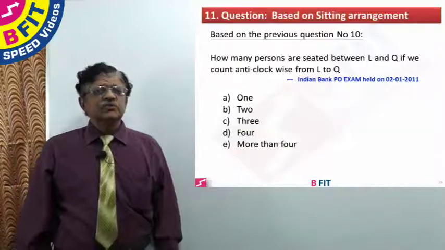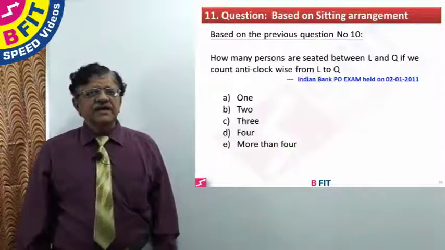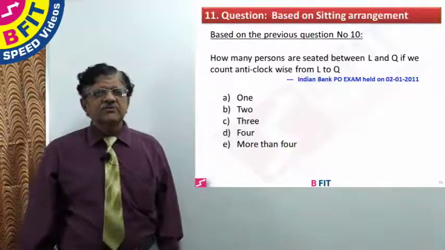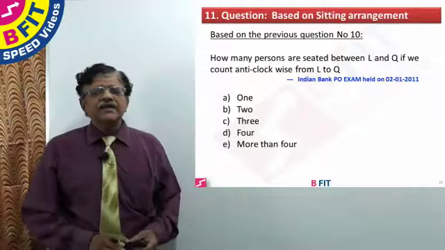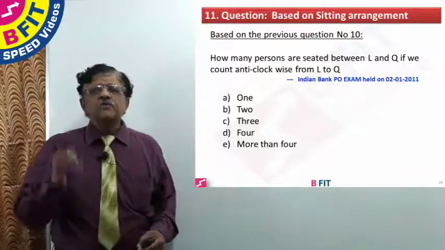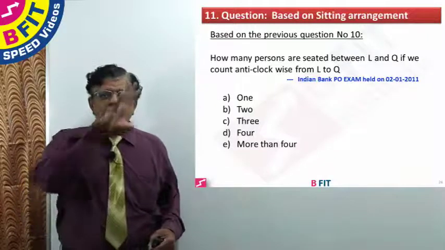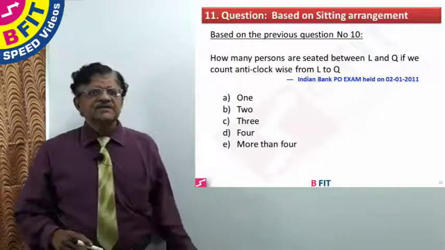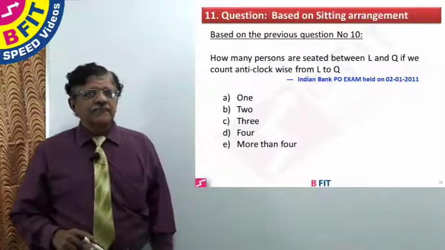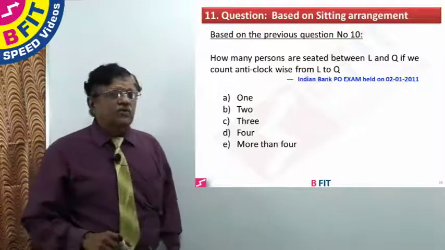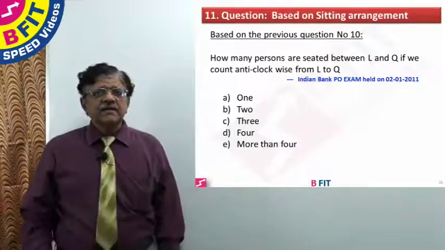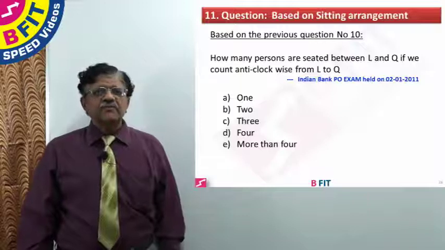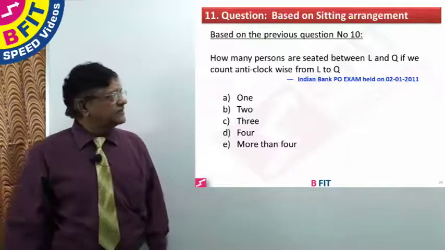Now let us see the next question, which is again based on the same question. The previous question 10, this question is also based on the previous question. Normally in sitting arrangement, 5 questions will follow from one picture. If you draw one picture, you will be able to answer 5 questions. Here this is the second question we are going to see. Based on the previous question number 10, the question is how many persons are seated between L and Q if we count anti-clockwise from L and Q? Let us see the working.